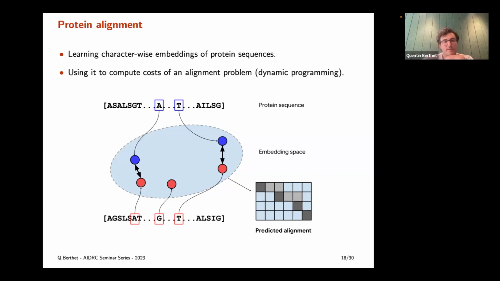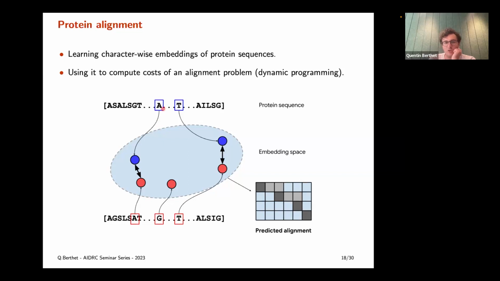And one of the things that you often like to do with these protein sequences is to learn character-wise embeddings, right? So one embedding per amino acid. And here, what we wanted to do this for was to use it to compute the cost of an alignment problem, right? So this means you have these two sequences of proteins. They have some similarity. You can see they finish by things that look similar. They both start with an A. They're not exactly the same, but they have some similarities.